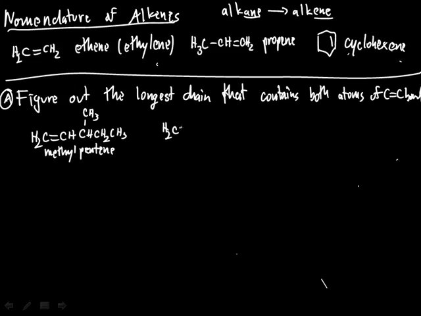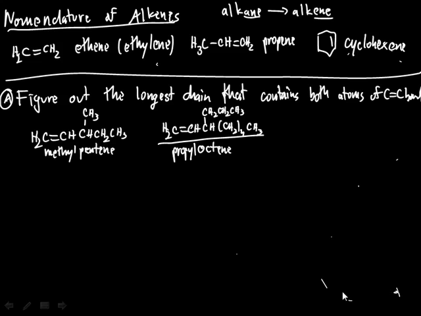But if we have a possible ambiguity between a saturated long chain and an unsaturated long chain, we will always go for the unsaturated. So in this case, although we could go this way and get this curved saturated chain to be the longest one, we don't do that. This is the longest chain because it needs to contain both atoms of the C=C bond, so we would name this as a propyloctene.